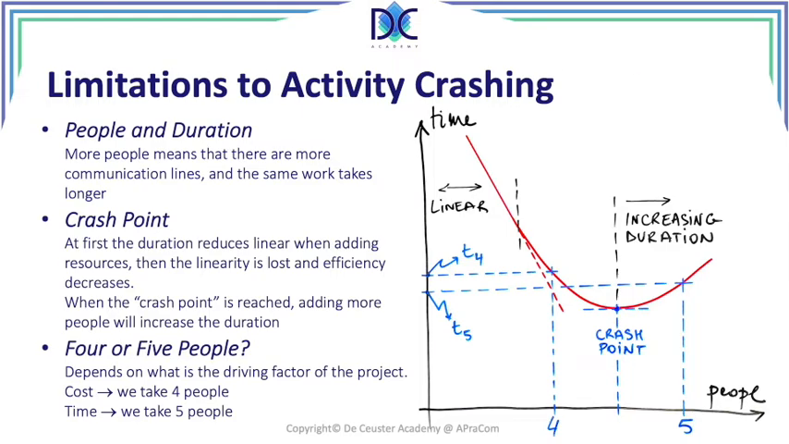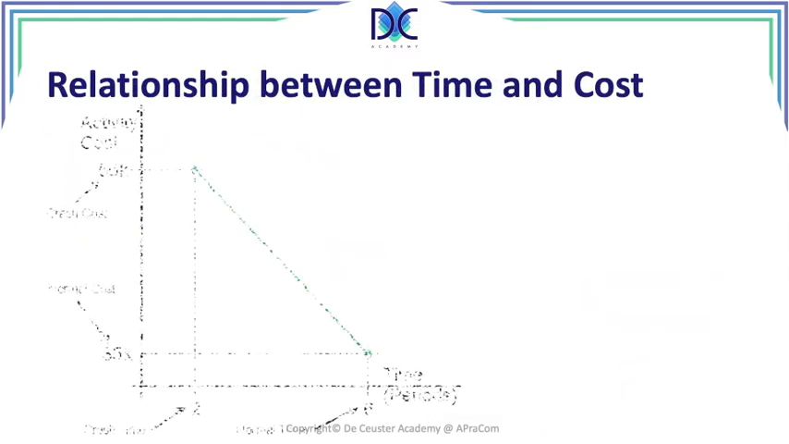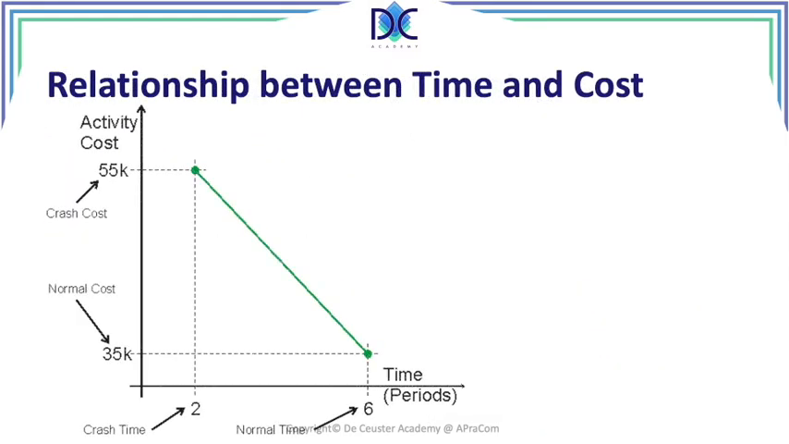When we look at the relationship between time and cost, we can see here the time and the activity cost. We have, in this case, an activity with a normal duration of 6 periods, and the cost of that activity is then 35K. We can crash it up to 2 periods, but then the cost increases up to 55K. Basically, it increases with 20K.